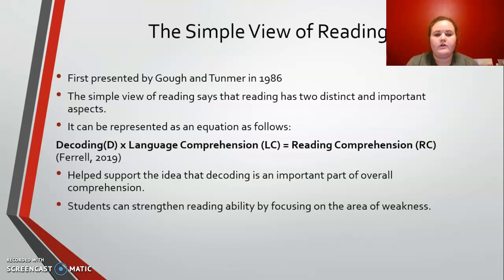So the first thing we're going to cover is the simple view of reading. This was first presented by Gough and Tunmer in 1986. It basically breaks reading into two parts. So it says that there are two main parts, and those are going to be language comprehension and decoding. Decoding is the ability to actually pick a word apart, to take apart those sounds, and to understand what all the sounds are that make up that word. And then language comprehension is understanding what that word actually means. And when you put all of that together, it will give you reading comprehension.